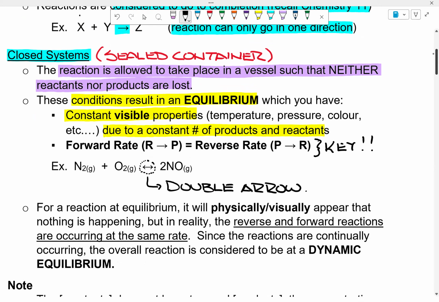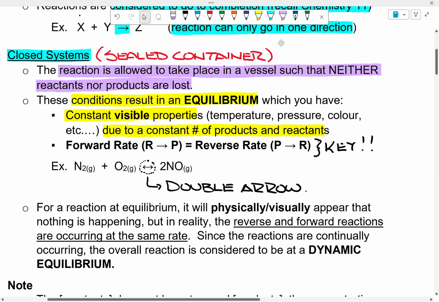Now, one thing about reactions at equilibrium is that it will physically or visually appear that nothing is happening, again, due to constant macroscopic properties. But in reality, the reverse and forward reactions are occurring at the same rate. So what you have here is the forward and reverse rates are occurring at the same rate. And since the reactions are continually occurring, the overall reaction is considered to be dynamic. So what do I mean by this?